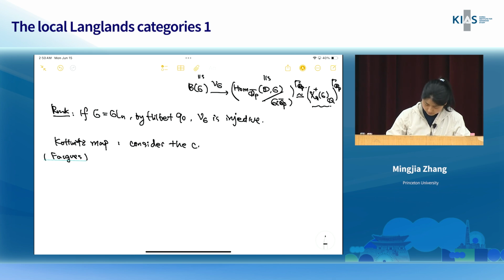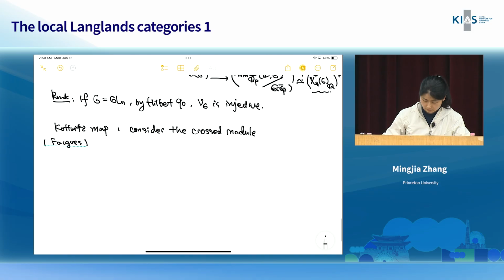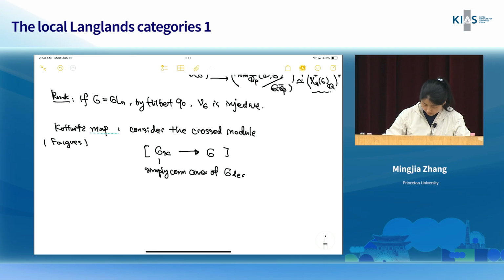So namely, we can consider the following crossed module, which is given by the datum of this natural map from the simply connected cover of the derived group of G to G. So this datum of a crossed module is such a map, and then an action of G on G_sc, and this is given by just the adjoint action of G on its derived group, and then it lifts uniquely to the simply connected or the universal cover.